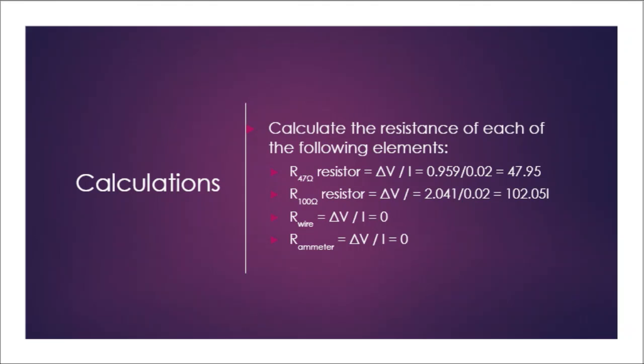Then I do some calculations to calculate the resistance of the following elements. The resistance of the 47 ohm resistor is 47.95 ohms, as would be expected. The resistance of the 100 ohm resistor is 102.51 ohms, which would be expected. And the resistance of the wire is 0, and the resistance of the ammeter is 0. And I calculated all of these by, we know that V equals IR, so we know that R is the change in V over I.